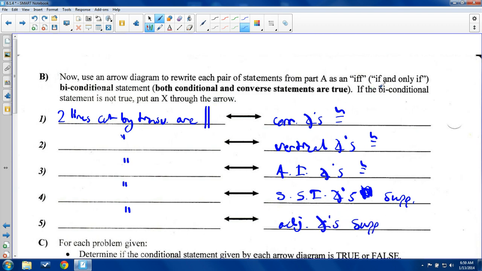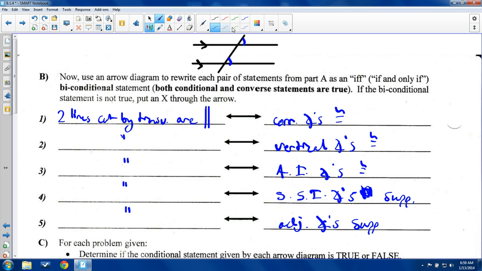Okay, now it says if the biconditional statement is not true, put an X through the arrow. So you have to think about these a little bit. Let's go ahead and draw these lines up here again. I have two lines. I assume they're parallel because that's this part right here. Now, in order to prove it false, you have to prove it false by counterexample. You want to give an example that doesn't make it true, if you can. In the first case, number 1, I can't make that untrue. If corresponding angles are congruent, these two lines must be parallel. Let's go ahead and do that.